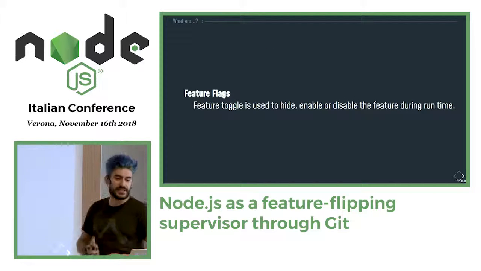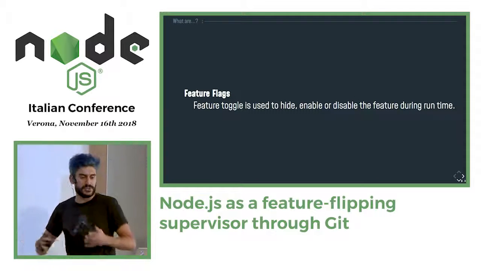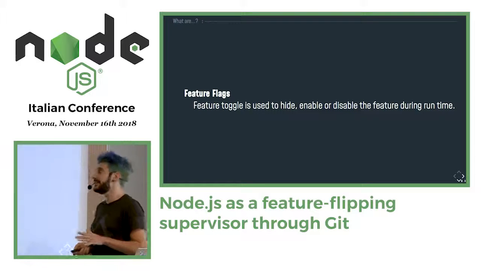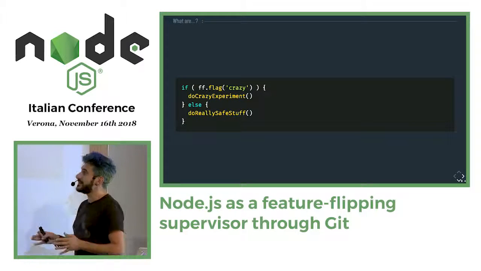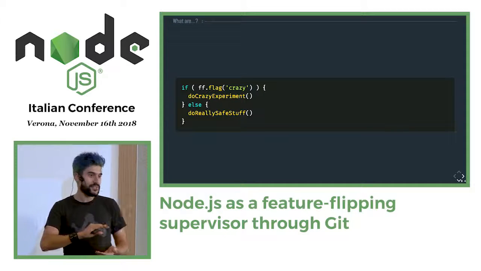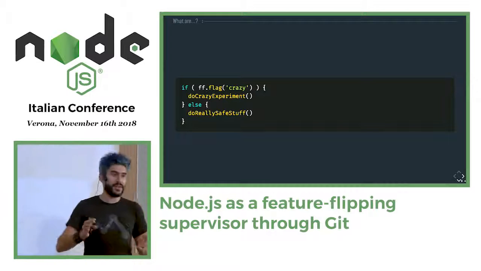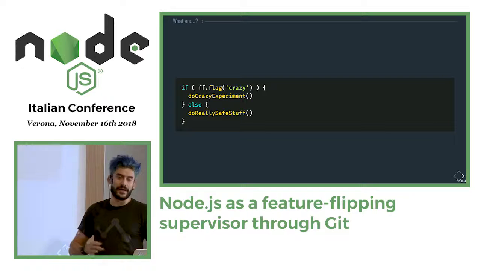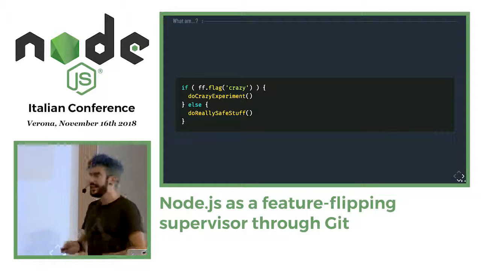So a feature flag is just a toggle that is used to hide, enable, or disable a feature over time. In your code, it's as simple as that. You just have a flag in a feature flag repository, and you test the flag, and this is just a Boolean, and you just have to enable or disable your code directly in production.